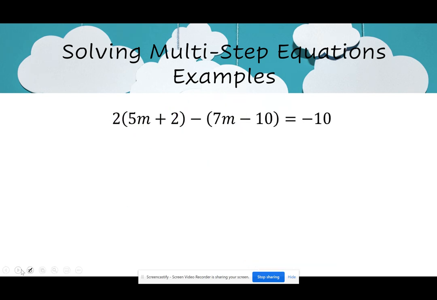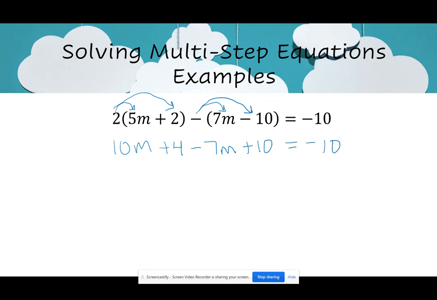So let's look at another one. First step is always to distribute. So here I do see some parentheses. So we're going to do 2 times 5m gives us 10m, and 2 times 2 is plus 4. But we also have to distribute this negative sign. So negative 1 times 7m is minus 7m. Negative 1 times negative 10 is plus 10. And then copy down your other side.